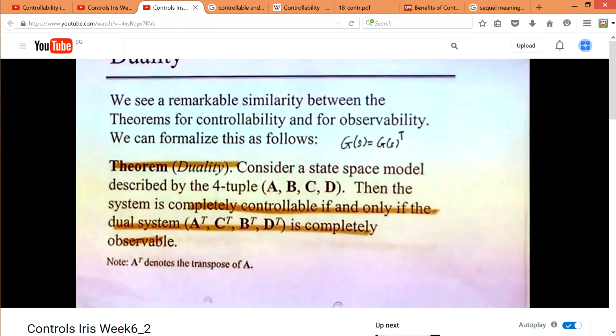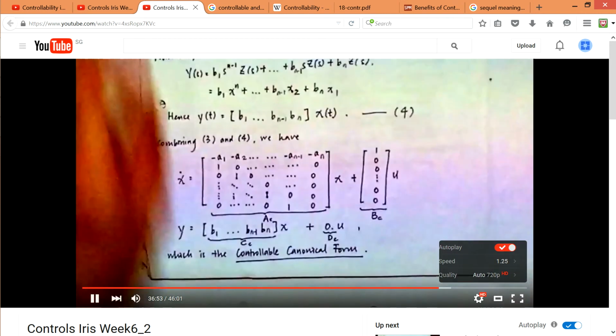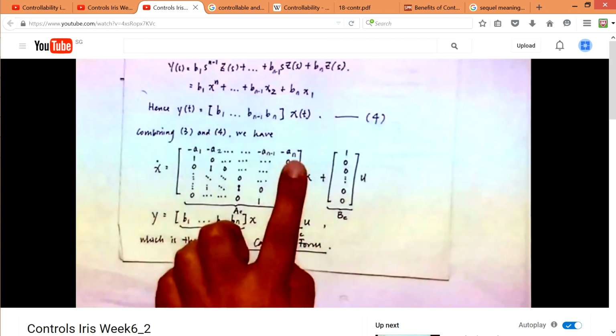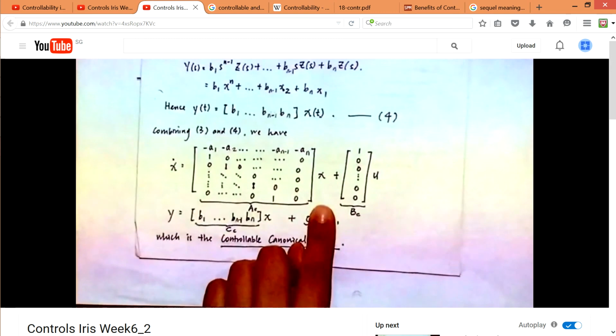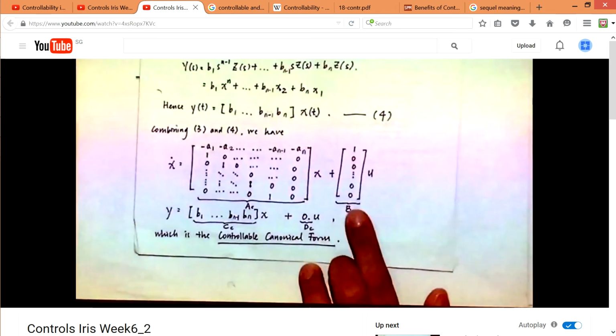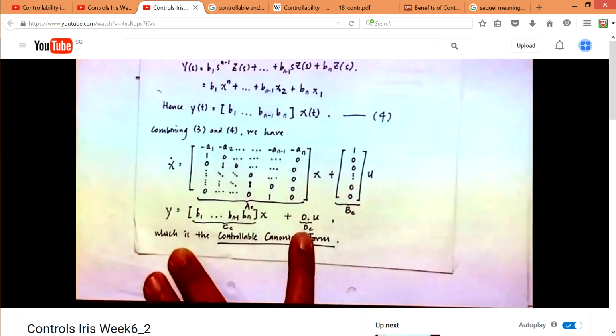How you define controllable canonical form A, B, C, D. So A_C is like this. We have the coefficients on the top and the triangular matrix below. B_C is 1 and then 0. C_C is B1 for the coefficients on the numerator, and D_C is 0.